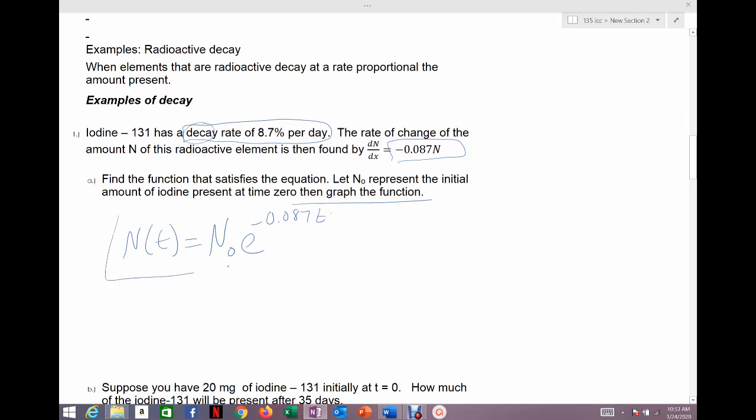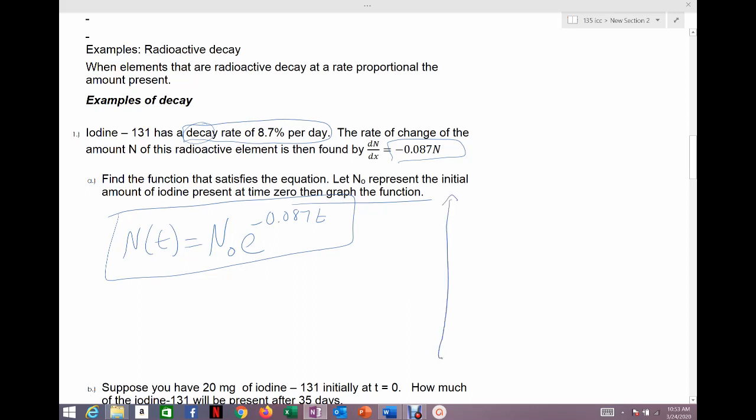So there's the equation that would find how much we'd have left. We'd have to be given the starting amount, and then how long we want to see. So we'd plug in our starting amount and the time, and we could figure out how much iodine of our sample we'd have left after t days.